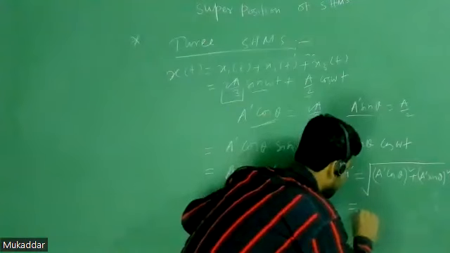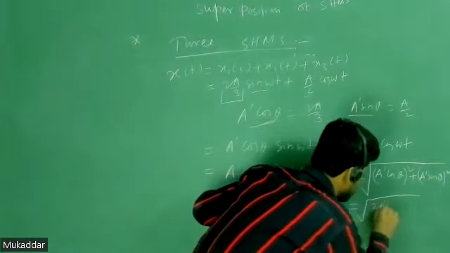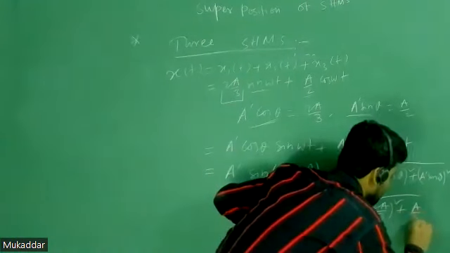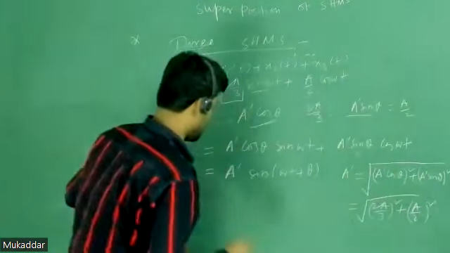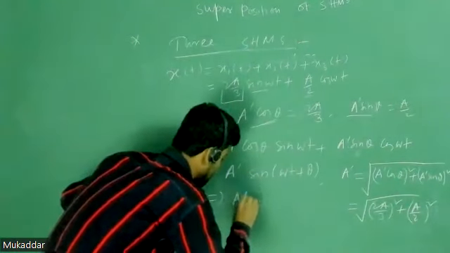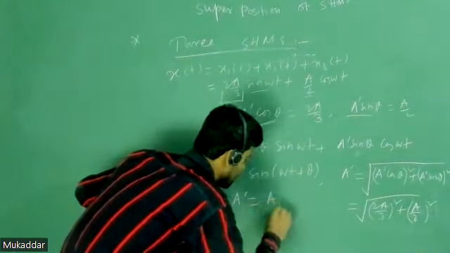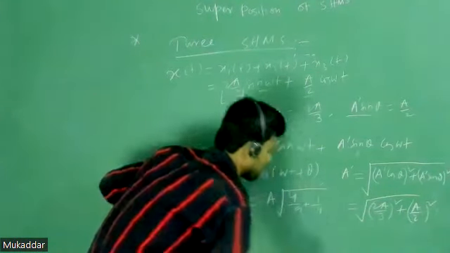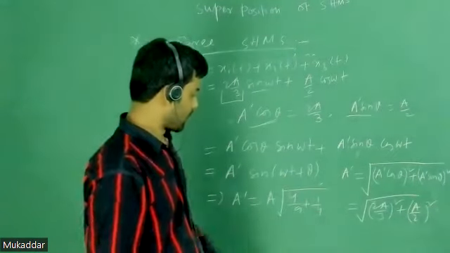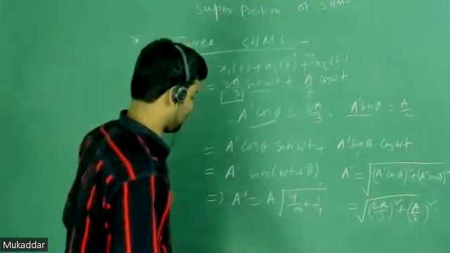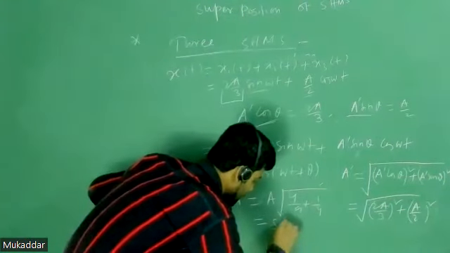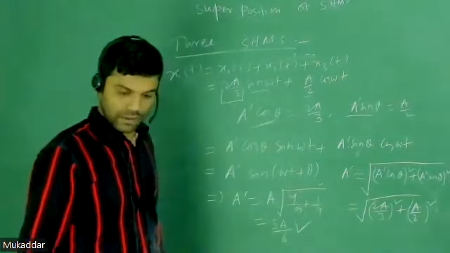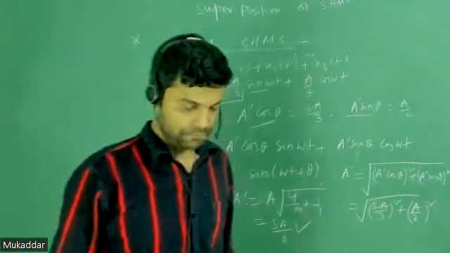Substitute kijiye aap. So you have 2A by 3 ka square plus A by 2 ka square. Okay, and that will be A prime equals to, you have A common, and 4 by 9 plus 1 by 4, right? So we'll have 16 plus 9 by 36. So 5A by 6. Puneet, you got this much, right? 5A by 6. Yes, sir. Okay.